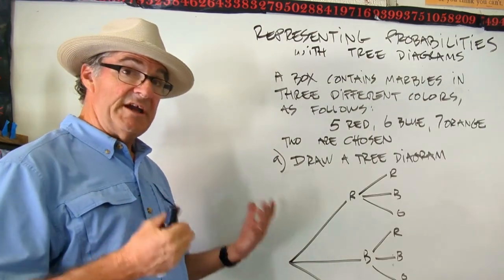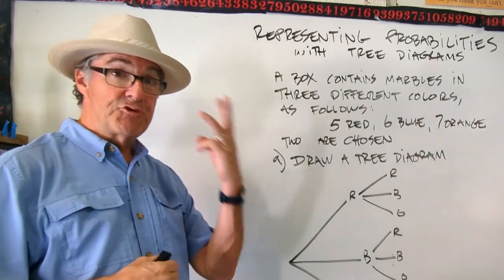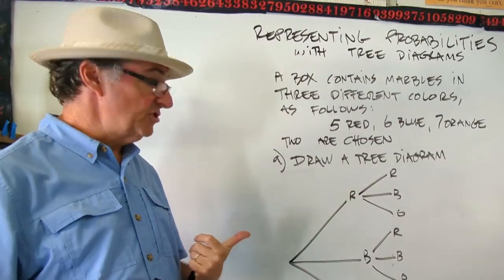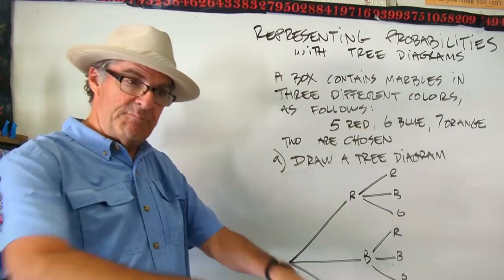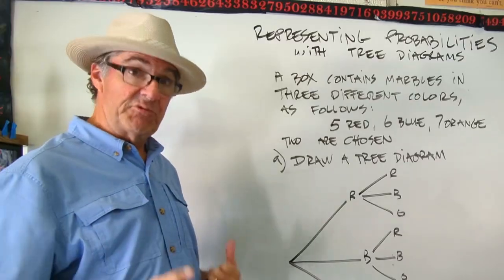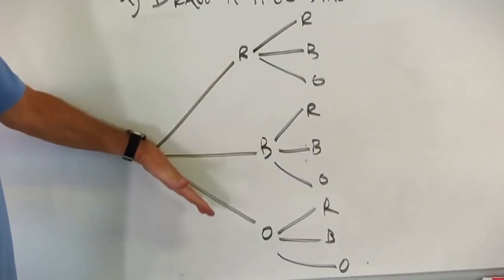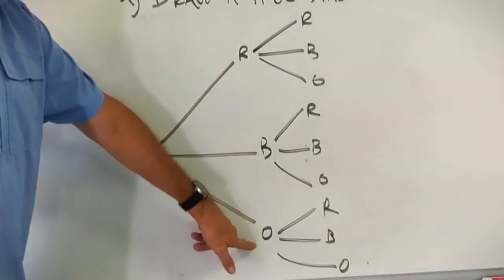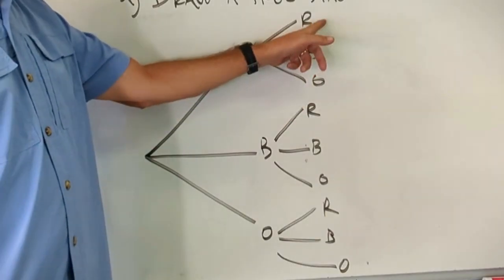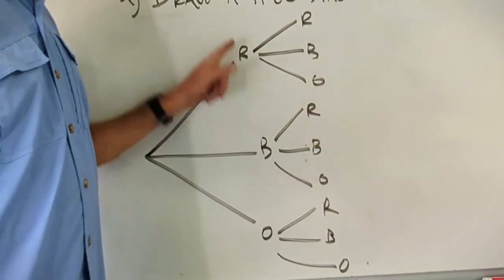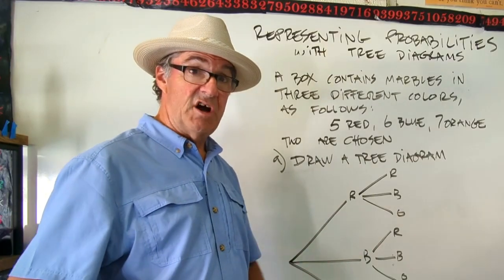Okay, so again, pretty straightforward, but we have 3 choices. We have 3 different colored marbles. So each iteration of pulling a marble out is gonna have 3 different outcomes. So here's my first draw: red, blue, orange. And then here's my second draw. I can get another red, blue, orange for each of my first draws.